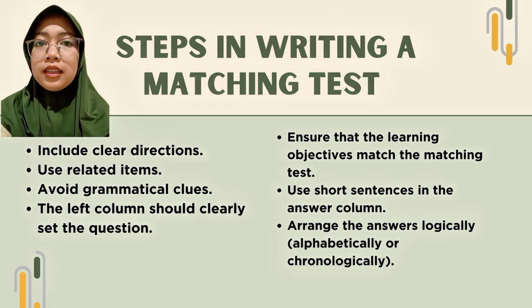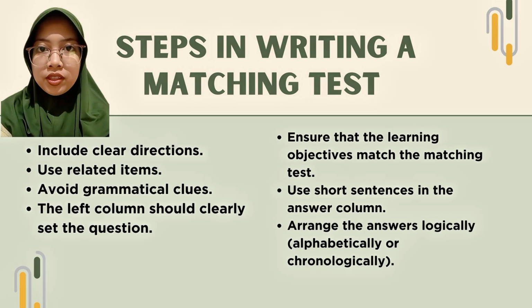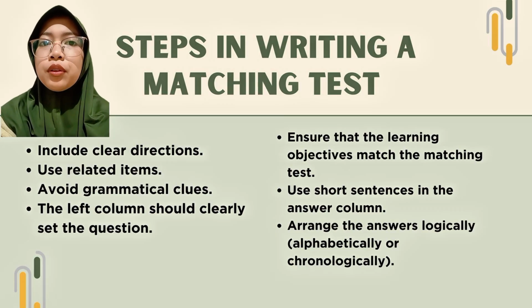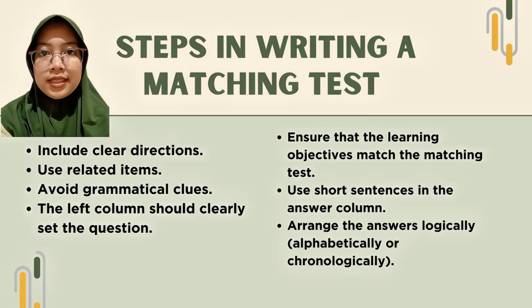When we make a matching test or task, there are several important things to remember. First, we need to include clear directions so that students know exactly what they have to do. Second, use items that are related to each other. This helps students focus on one topic at a time. Third, avoid giving grammatical clues that can make the answers too obvious. Also, the left column should clearly show the questions or statements.